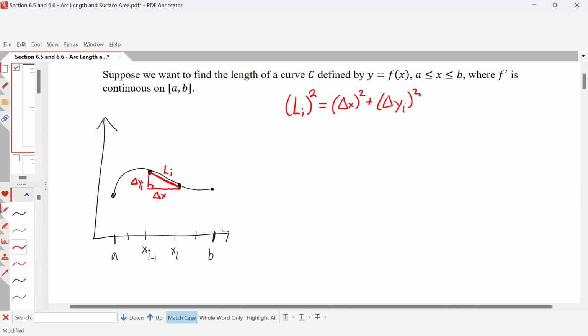And since we have a positive distance, we are looking at the square root of this delta x squared plus delta y i squared.